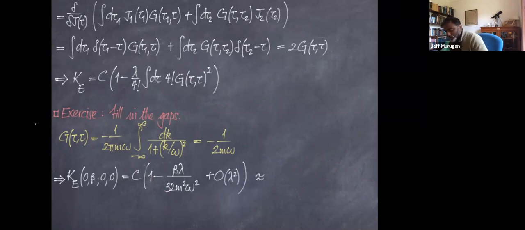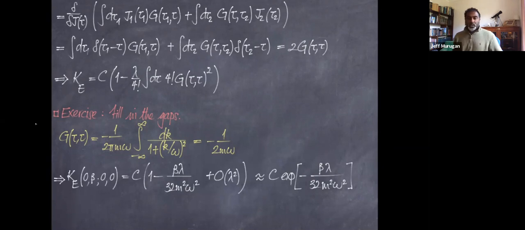And this, for λ small, I can well approximate by an exponential. In fact, the exponential of minus βλ over 32 m²ω². Okay, so maybe the order λ² and higher terms resum to an exponential, but I don't really care, because at order λ, I can say that the expression in the round brackets can be approximated by the exponential.